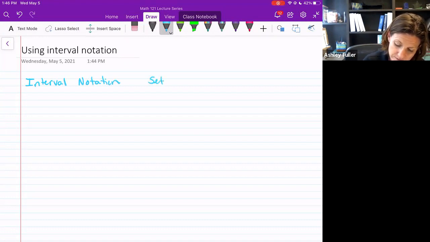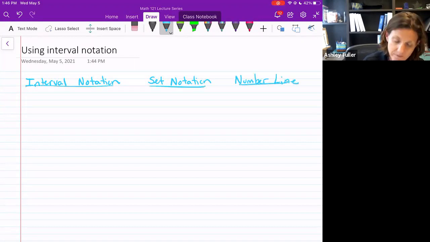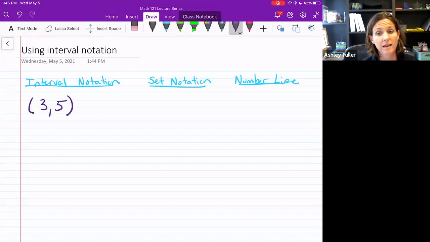set notation, and a number line. We're going to use the same numbers throughout these examples, and I'm going to show you how they're interpreted differently based on various symbols. For example, if I have an interval that looks like this, I think it's easiest to go to the number line first.